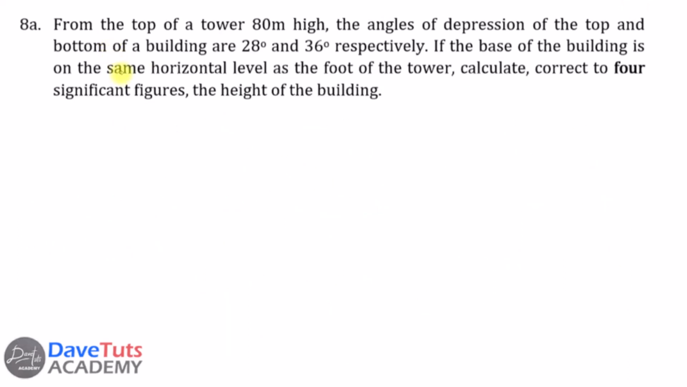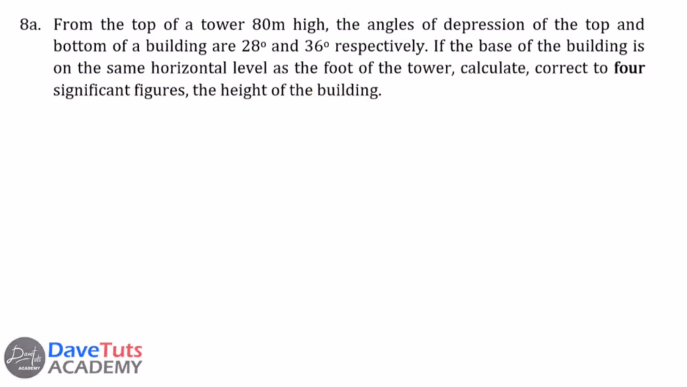In this question on angle of depression, we are told that from the top of a tower 80 meters high, the angles of depression of the top and bottom of a building are 28 degrees and 36 degrees respectively. Students, that means that the angle of depression of the top is 28 and that of the bottom of that building is 36. That's how we're saying respectively, okay? Now, if the base of the building is on the same horizontal level as the foot of the tower, we have to calculate correct to 4 significant figures the height of the building.